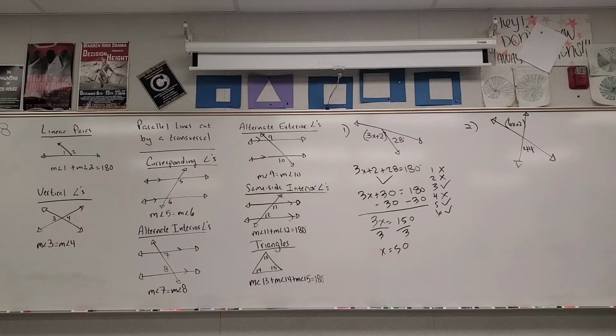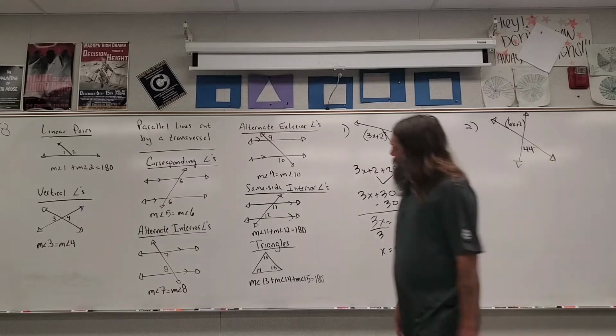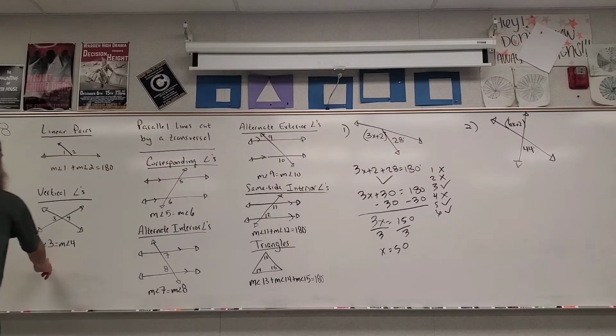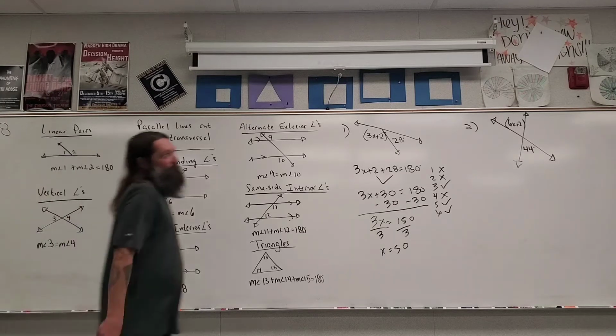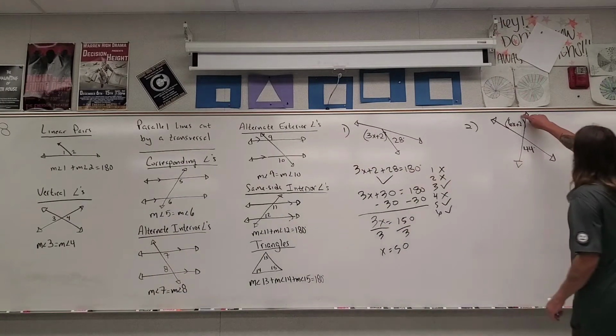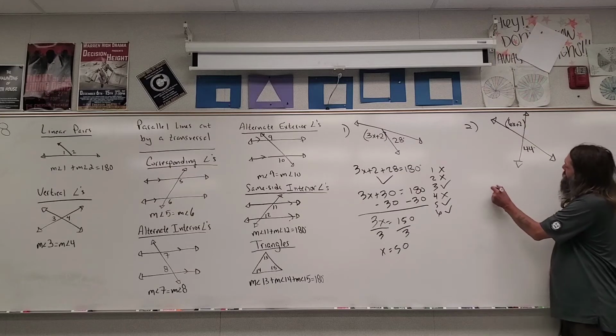Problem 2, match what we have to one of those. It looks like this to me. So I have vertical angles, so that means my angles are equal. So 6x plus 2 is going to equal 44.